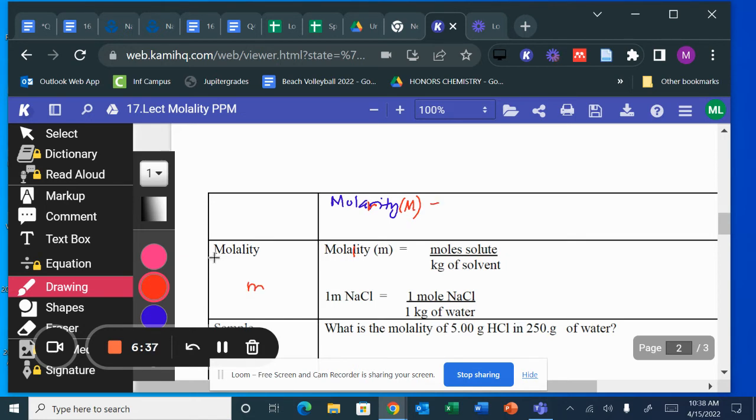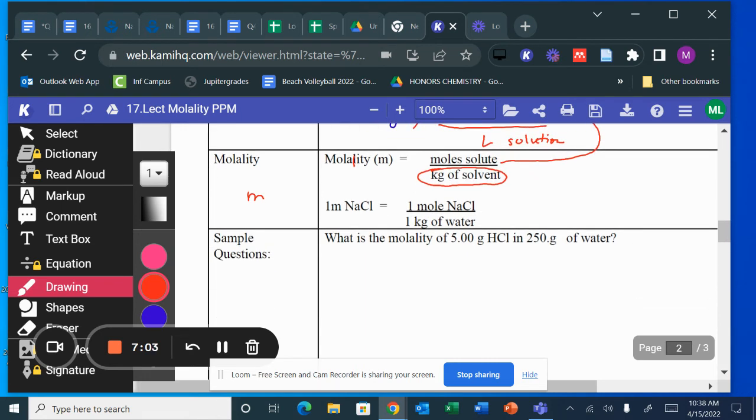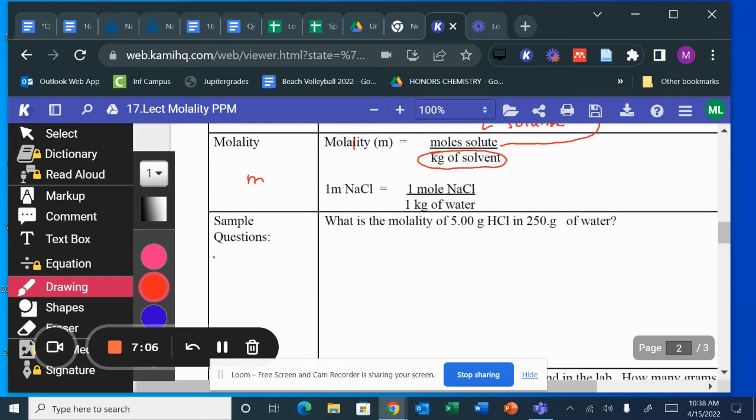Okay, molarity is moles of solute over liters of solution. While molality, the top is the same, so these two are the same. The bottom is kilograms of the solvent only. So this one's really easy to do because all you have to do is weigh the water and you can plug it in there. Okay, so that's the formula, and it's very simple to use. It says what's the molality, so I will write the equation first. Moles over kilograms of water. Okay, moles of solute.